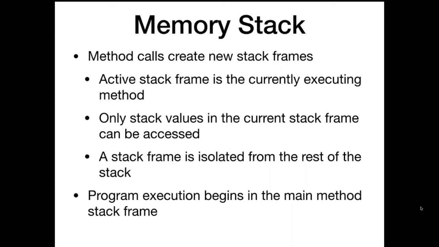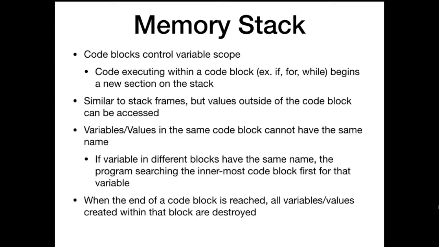Similarly, when you enter a new code block, so any block of an if statement or inside a for loop, anytime you have curly braces and you're entering a new block, that has slightly different scoping implications. It's not quite the same as a stack frame where you can't access anything from outside of it, but if you have two variables with the same name, for example, the JVM is going to look inside that code block before it looks outside of the code block for a variable name. We'll see examples of that. That'll make more sense when we get to the examples.